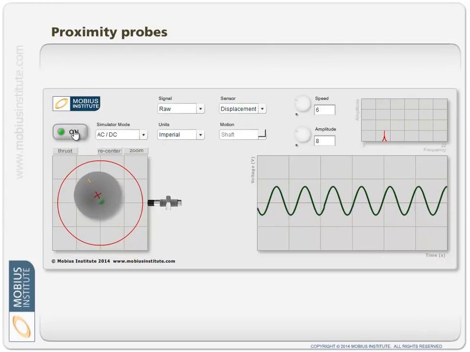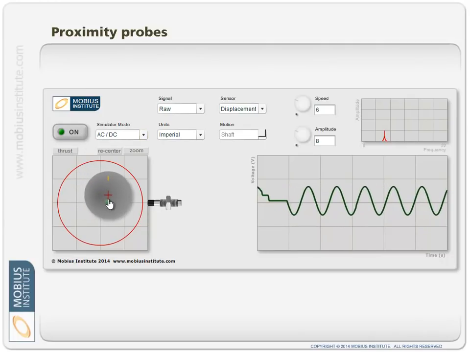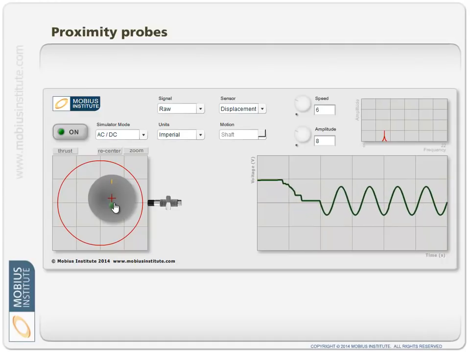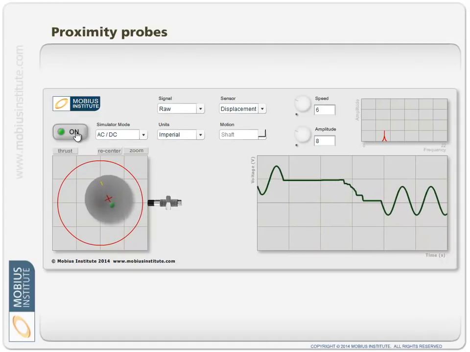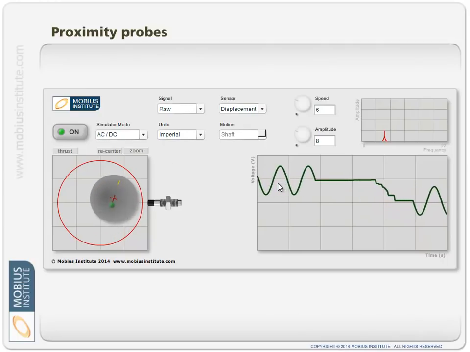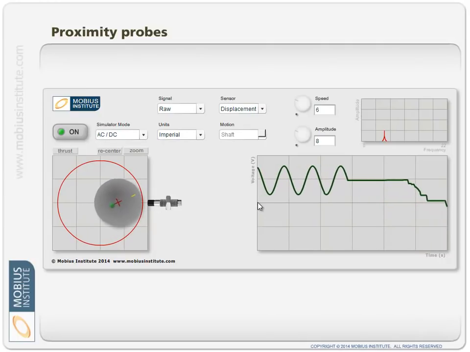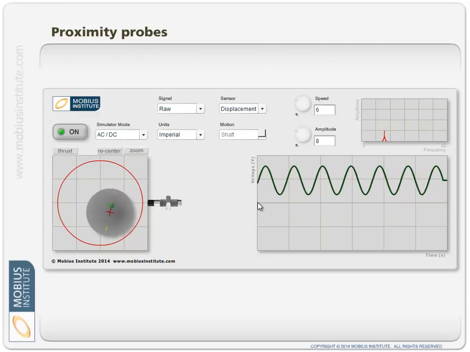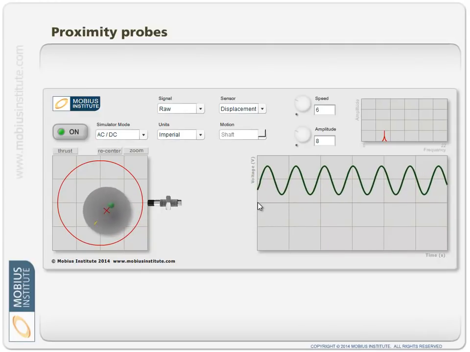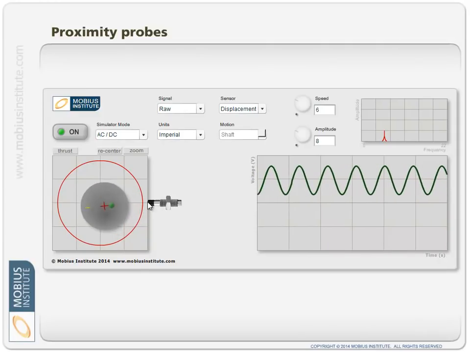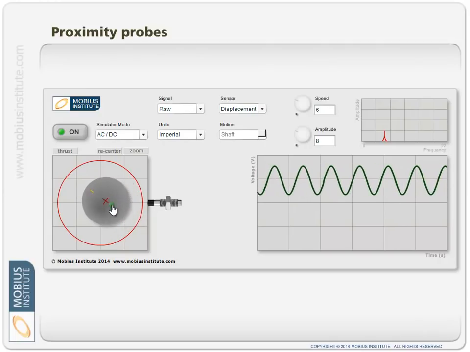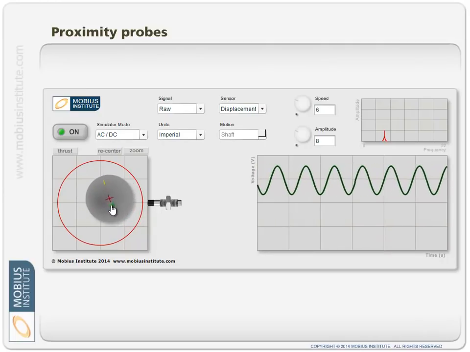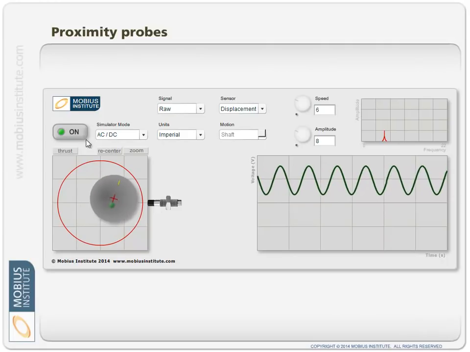But if we do something and actually move the shaft physically closer to the probe and set it rotating again, you notice that we've still got the sinusoidal motion, but now there's like a bias to the voltage. It's offset, because even though the cyclical motion is the same, it's doing it closer to the probe. The gap between the probe tip and the center of that motion is now less than what it was before.